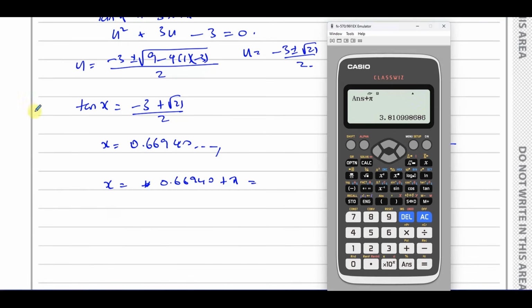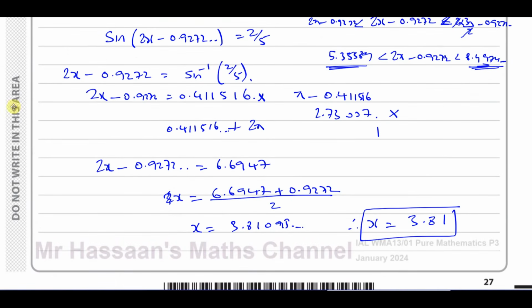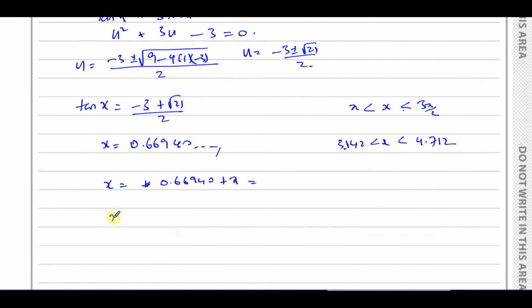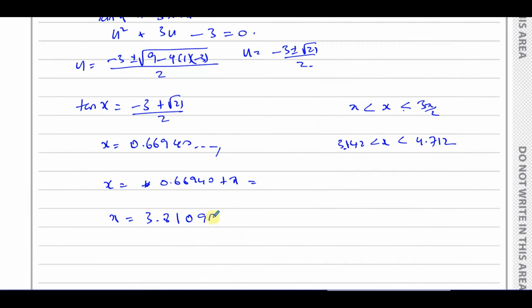That's going to give me 3.81. That's exactly the same answer, is it? Is that the answer that we got? Oh, yes, it is. Good. So it worked out in the end. So you end up with x equals 3.81099... So x equals 3.81. Other solutions will be out of the range. If I add another pi, of course it's going to be outside of the range. So that's the second way of answering it.